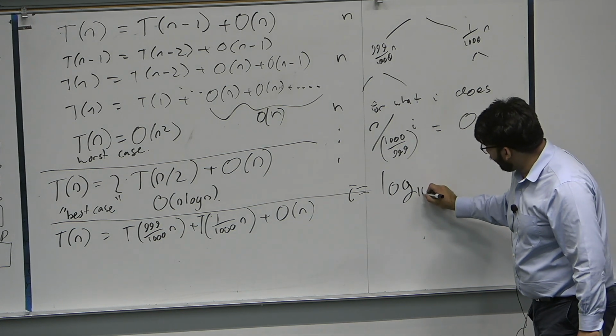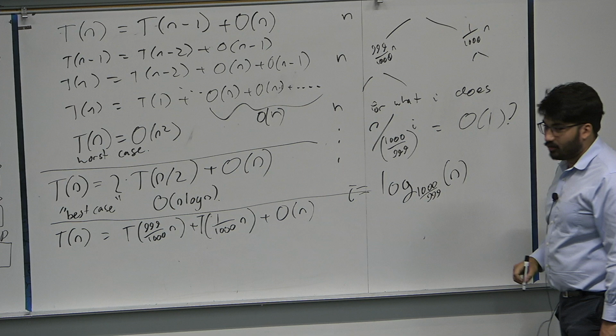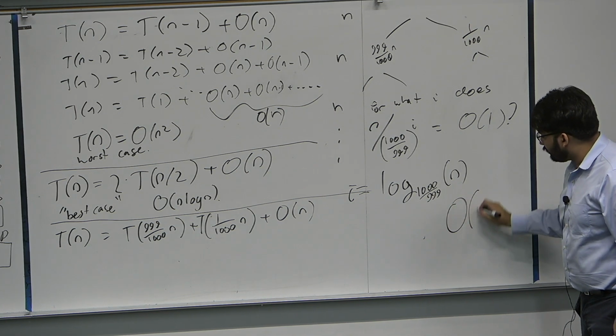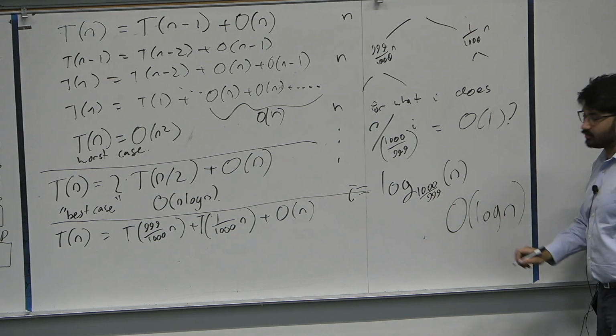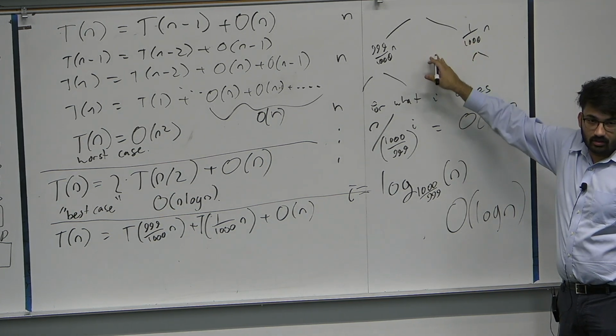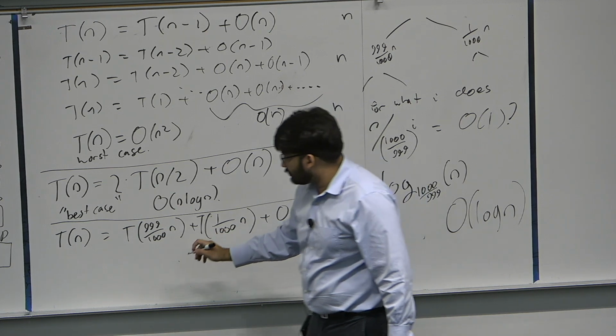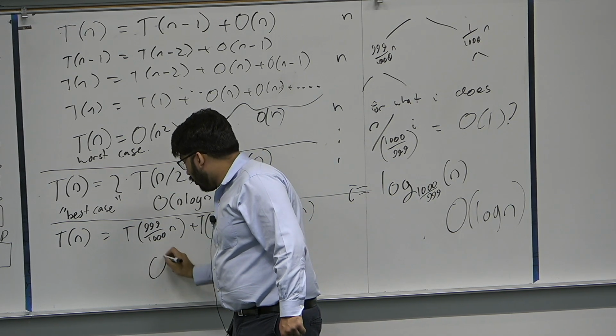I'll tell you guys, it's 1000 over 999. That's the base of n. What is that? Don't care. It's O of log n. Okay? Depth is log n. N work done at each level. Depth is log n. So we get that in this case, we get O of n log n.